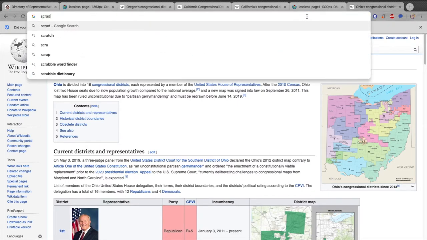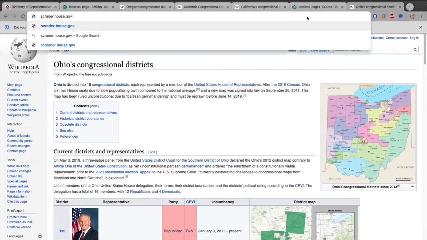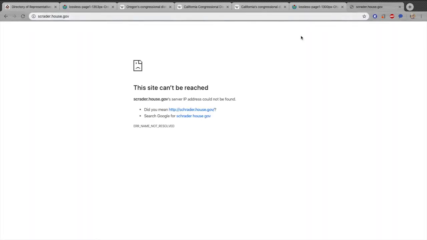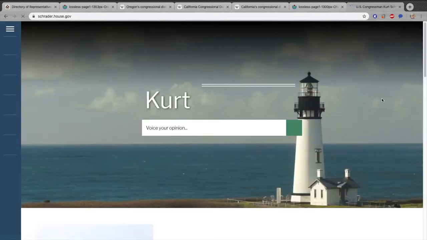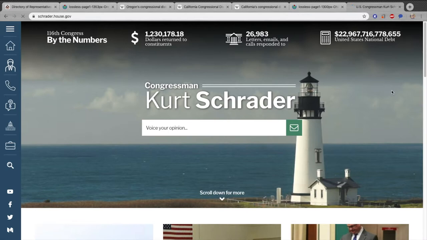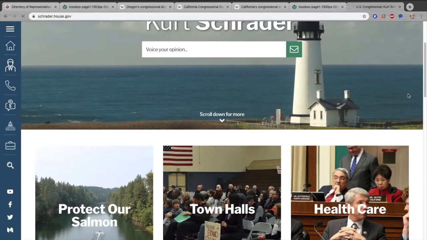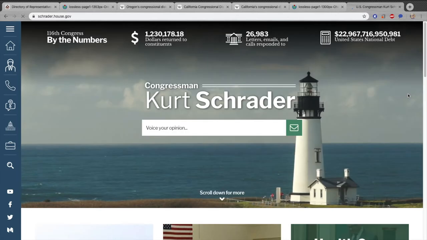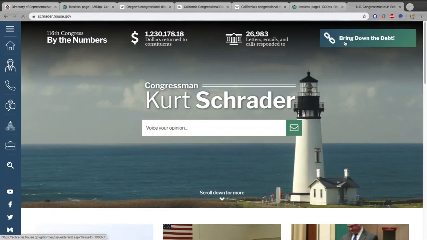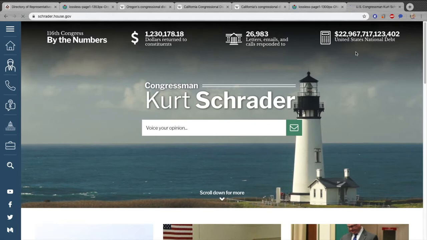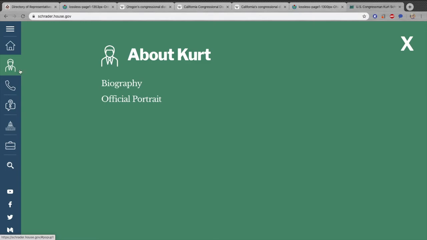The other thing I want to show you is our personal representative here in Salem. We're going to go to Kurt Schrader's website, hopefully. There we go. This is the representative who represents the Salem area, just in case you want to know. He's Kurt Schrader. He's a fairly conservative Democrat. He's very big on the national debt right now. As of this recording, we are roughly $23 trillion in debt. That means each and every one of you already owes some money. If you want to know about Mr. Schrader, he has a lovely biography here. You can read about his life.